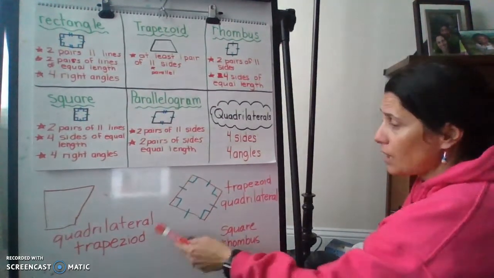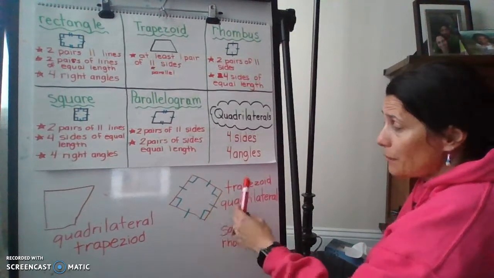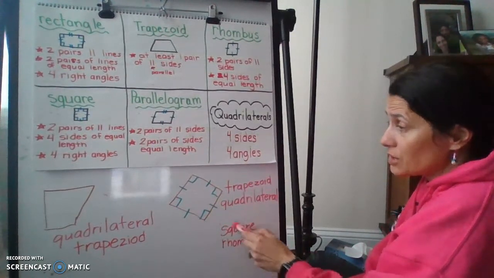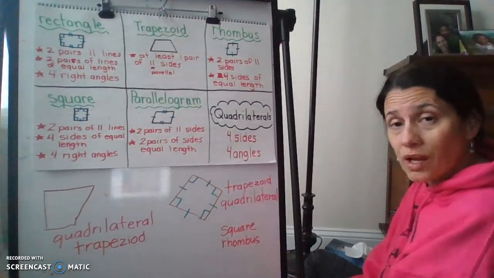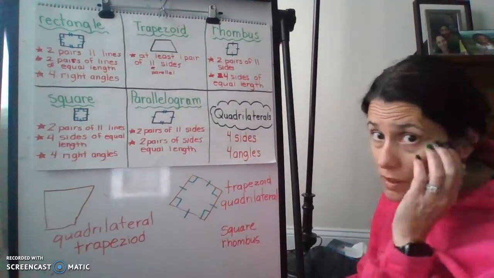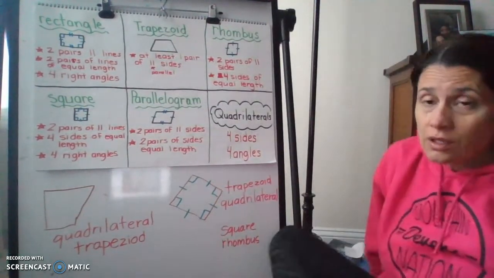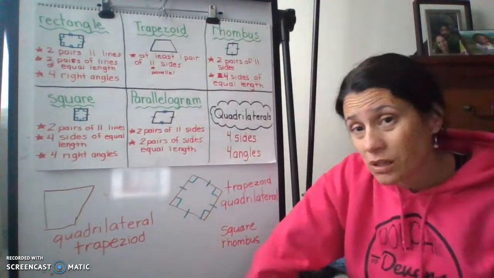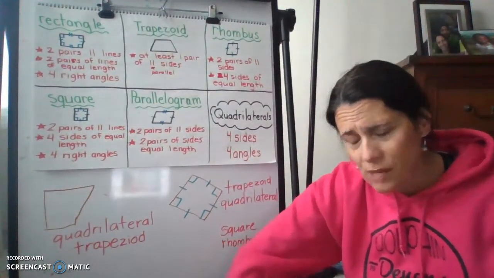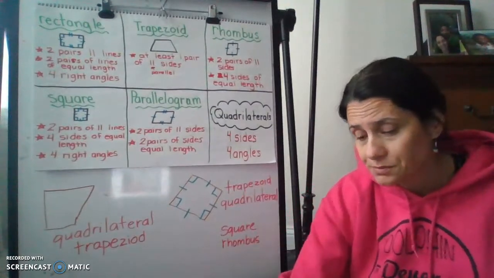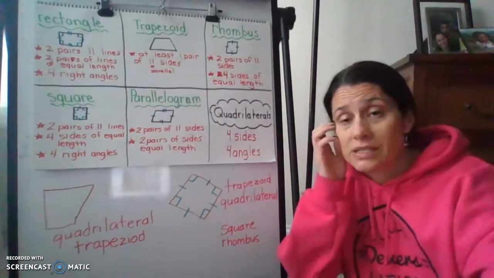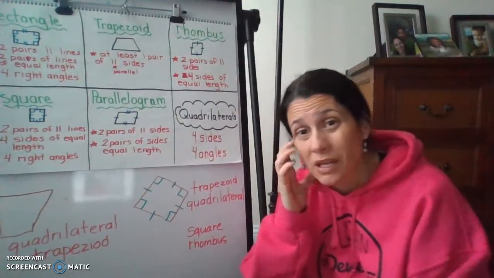So they're both quadrilaterals. They're both trapezoids. But this one is a square and it's also a rhombus. So on 10.4, you're going to be working on sorting, classifying, and naming all the different shapes that we have. All right, please let me know if you have any questions. This is the part that might get a little tricky.